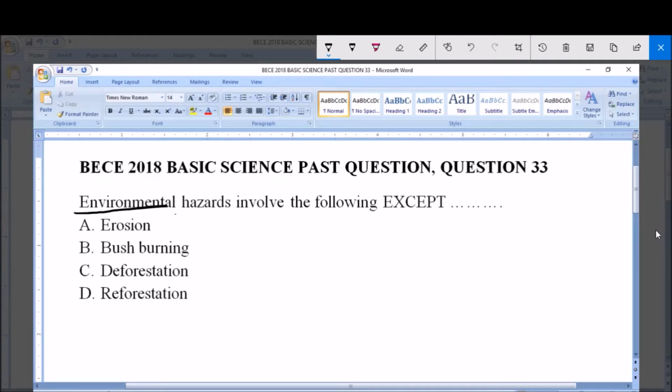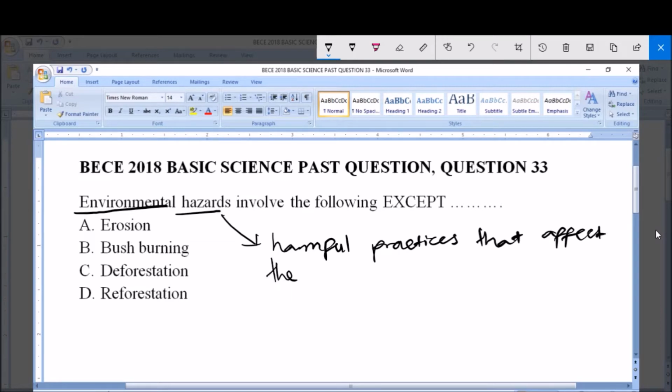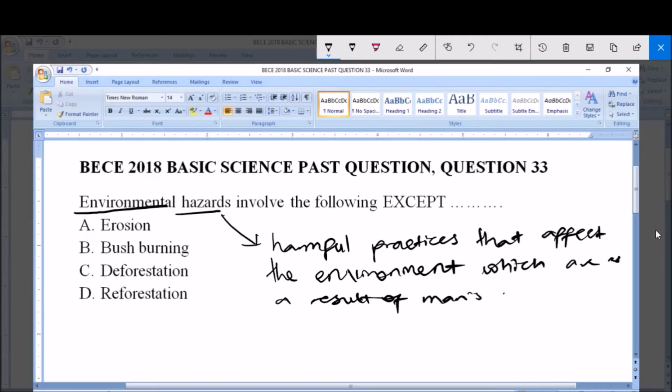Now, what is an environmental hazard? Environmental hazard simply means harmful practices that affect the environment. And these practices are usually carried out by man, as a result of man's activities.